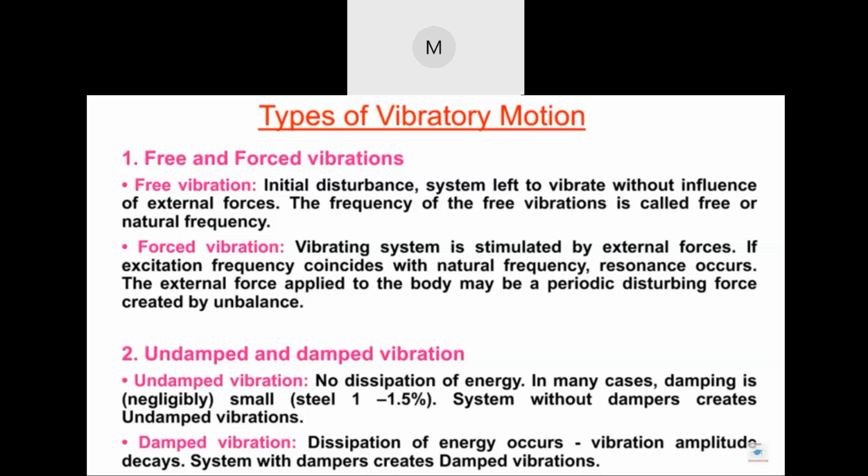That is, resistance to vibration occurs there. That is, reduction in amplitude occurs there. This type of vibration is called a damped vibration. Vibration amplitude decays. The system with the dampers creates the damped vibration. Remember, the system with damper creates damped vibration. Understand what is undamped vibration and what is damped vibration? No dissipation of energy in undamped, and dissipation of energy occurs in case of damped vibration.